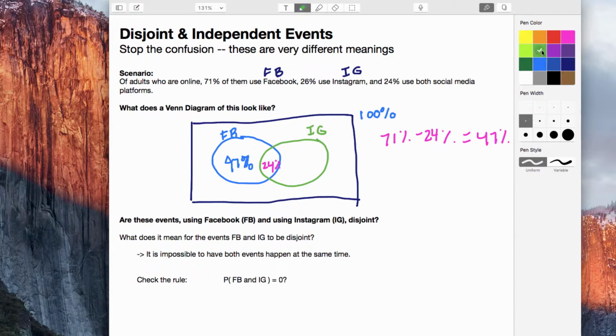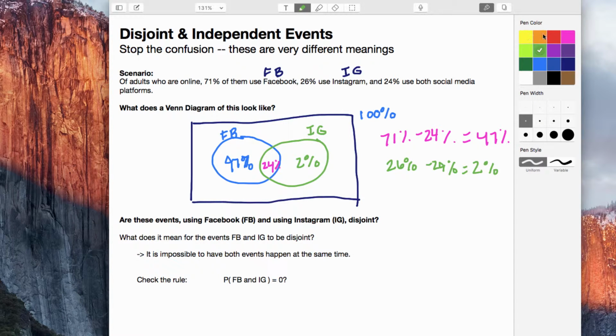All right, so over to Instagram. There are 26% who use Instagram, but there's that 24%, which is an overlap. So that leaves 2%. So here's 2% over here. Those are the people that are only using Instagram because we've removed the overlap of those people that also used Facebook. Notice how this is not to scale. 47% takes up about the same area as 2%, so don't let that confuse you.